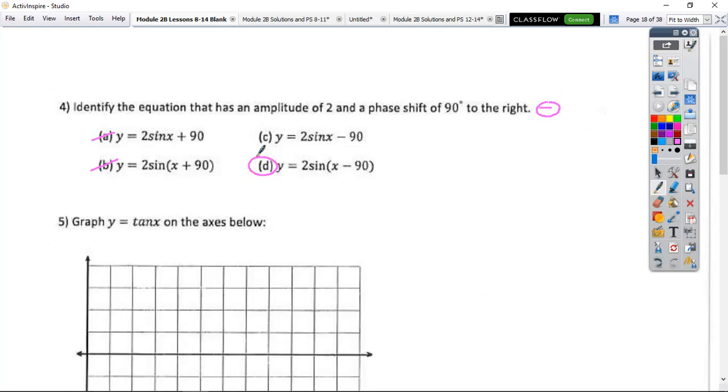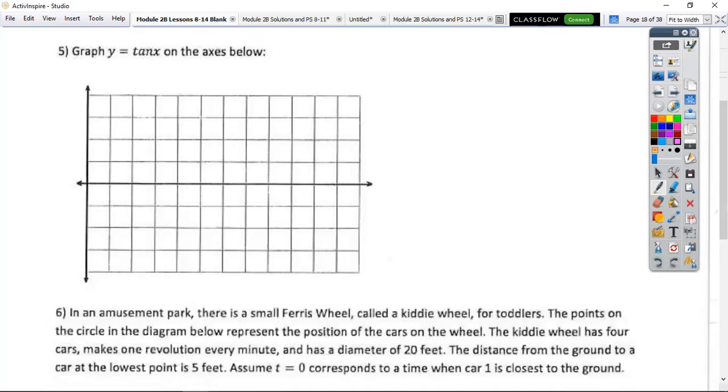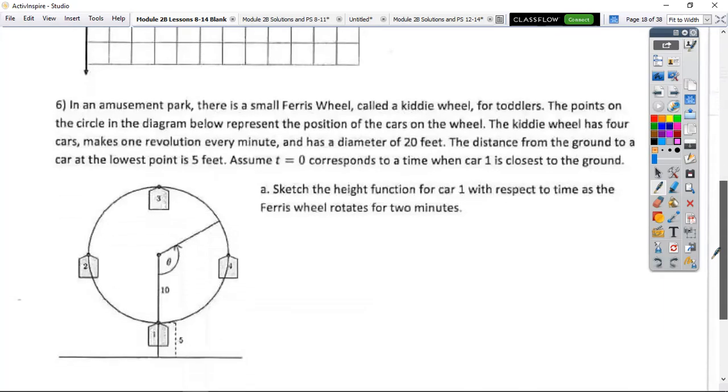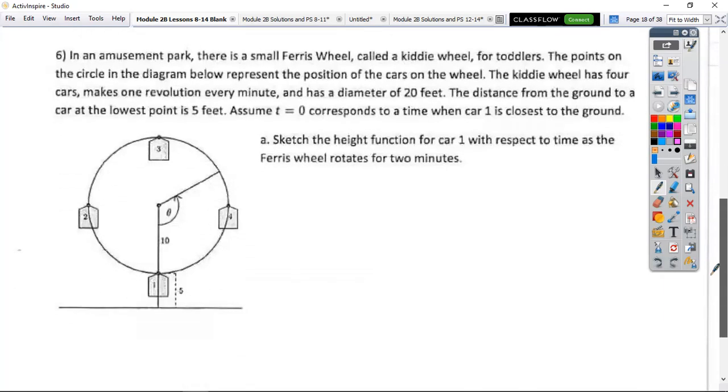Okay, that was choice D. Number 5, I'm going to skip and we're going to come back to that tomorrow. Okay. So the last one I want to do is down here, number 6. This is another word problem application to make sure we're good with these formulas.